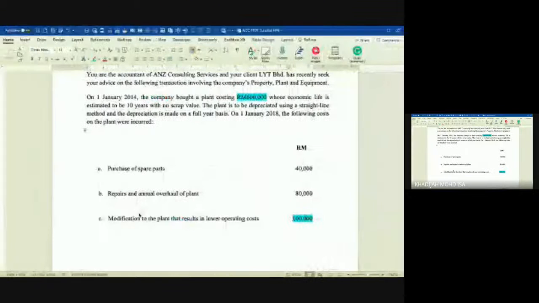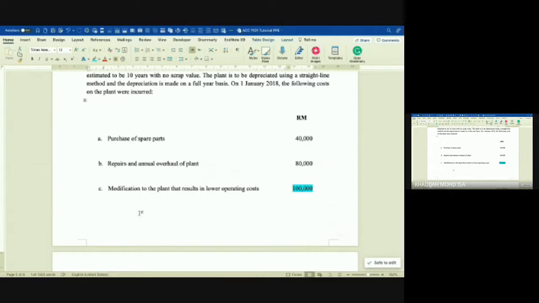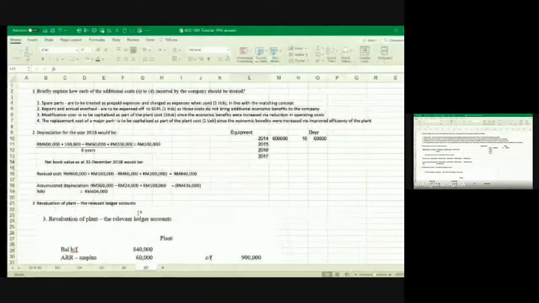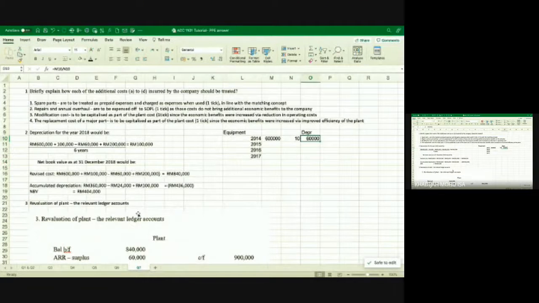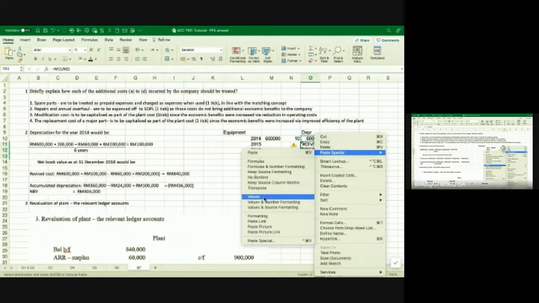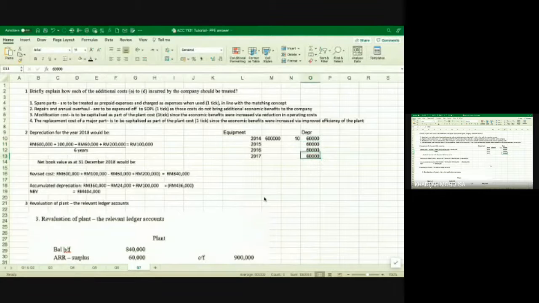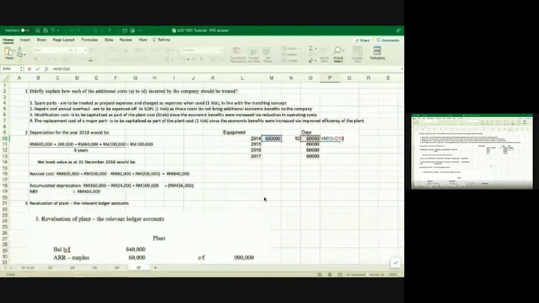So now we want to compute for 2018. You incur additional cost, so your net book value would be... Every year is 60,000. So in this case, your net book value plus this one minus this every year.